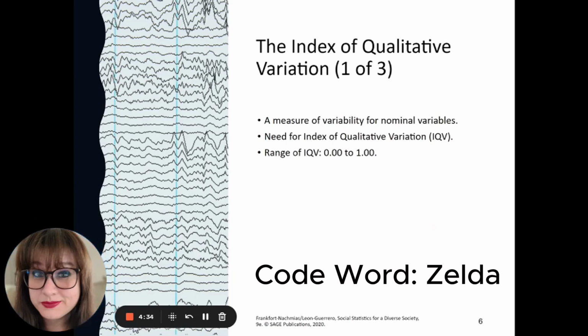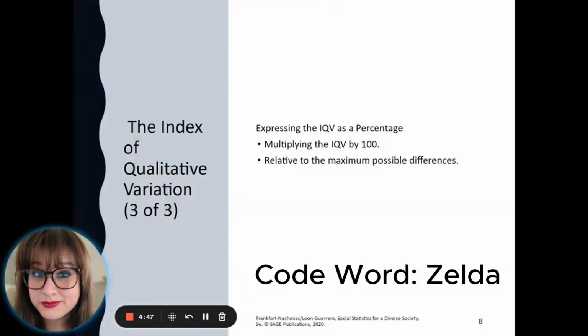Now, the range for the IQV, or the index of qualitative variation, is 0 to 1. And 0 means that there is no diversity, with 1 being super diverse. And so it is a range. You can multiply it by 100 as well.